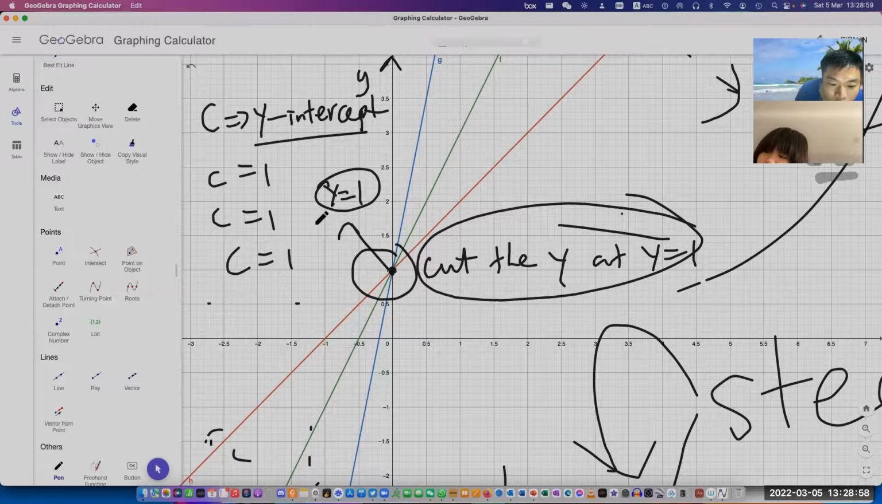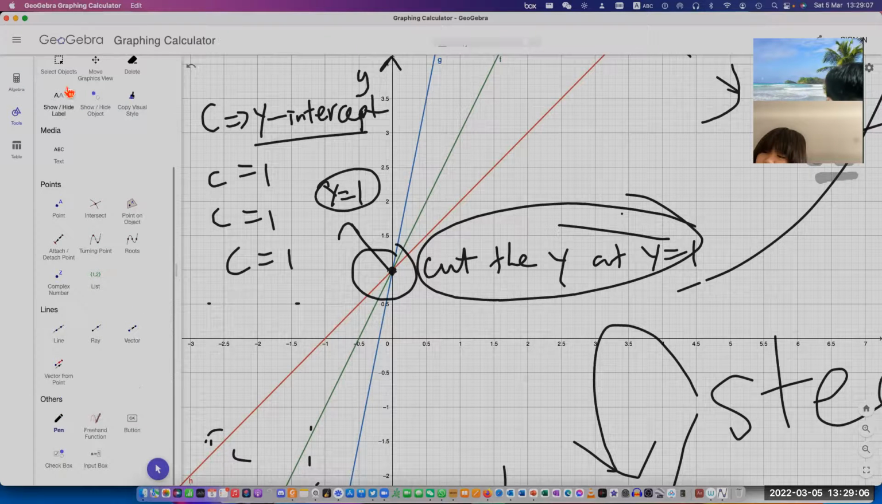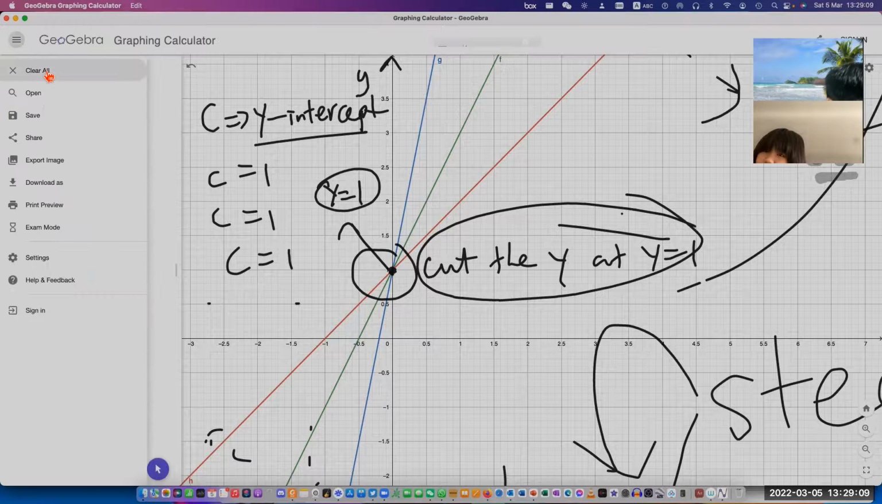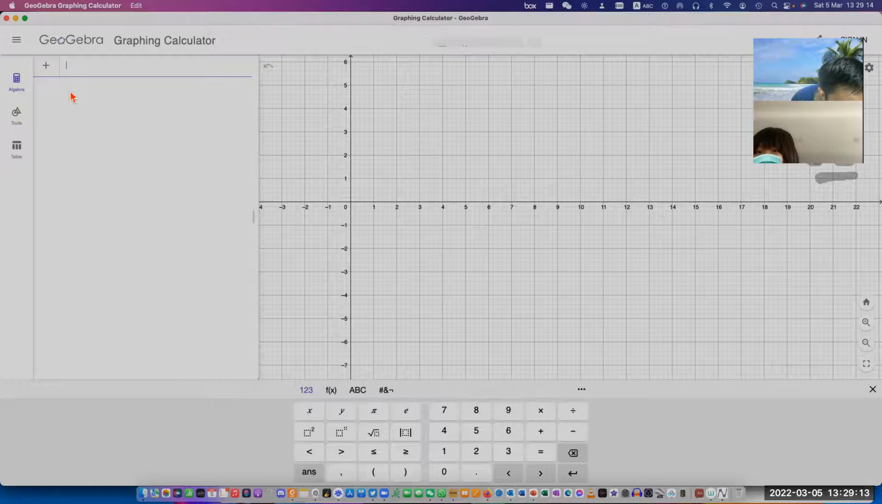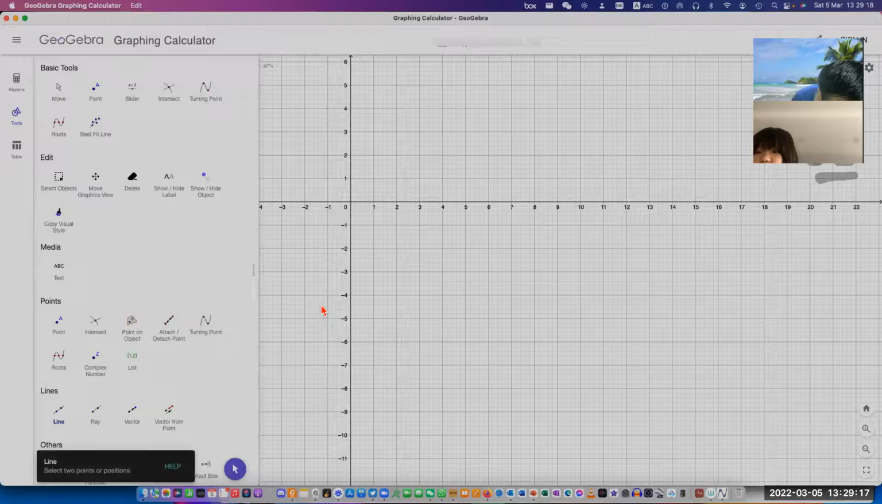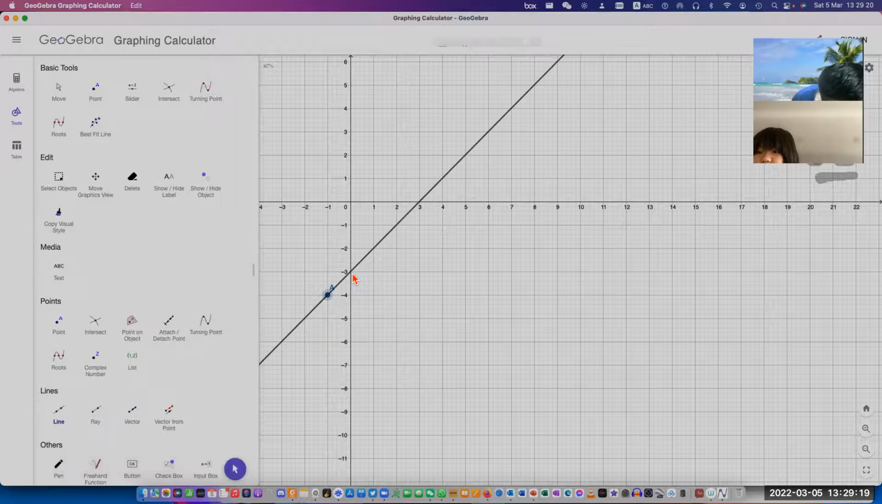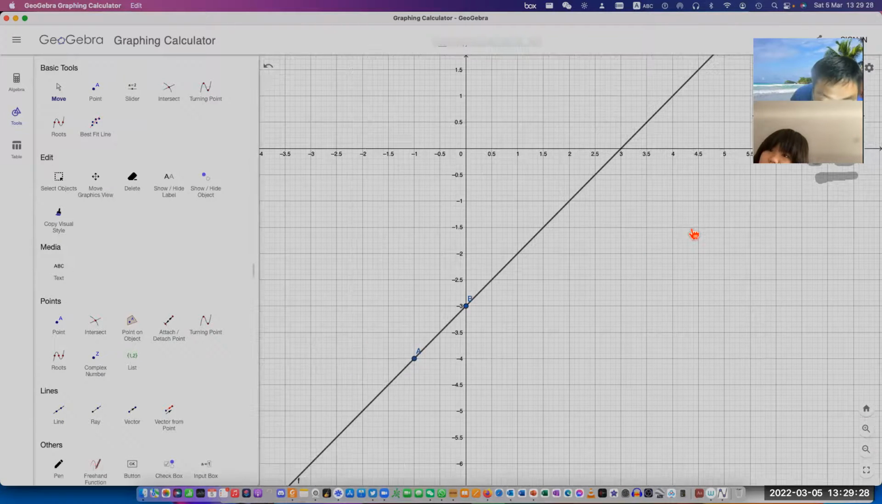Okay. So now let me give you another line, by clearing all of this first. Can I clear all? Let me see. Oh, yes, I can clear all. Save? No, don't save. So what if I give you another line? I give you this line. Okay, good. There's a point B.